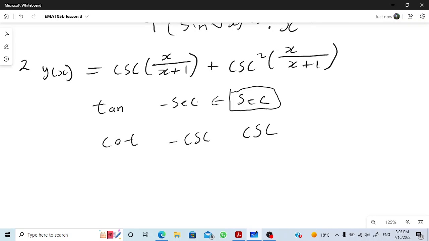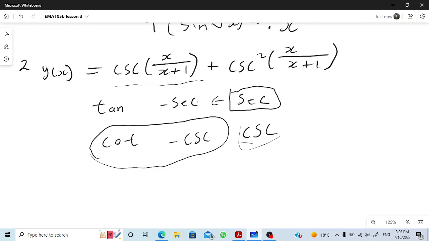Now if I differentiate cot, I'm going to get the product of these two, something like this with a negative. And if I differentiate cosecant, I'm going to get the product of these two. Since our example right now deals with this function, we expect to see such. Okay, now let's see.